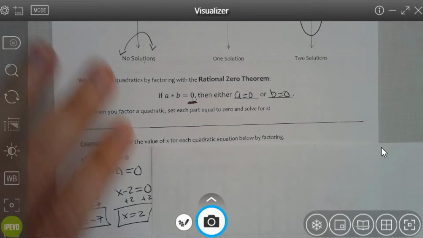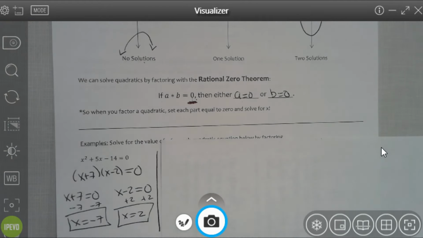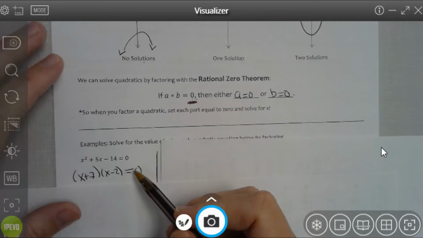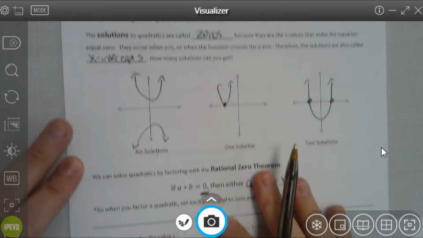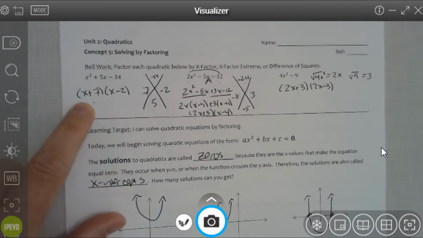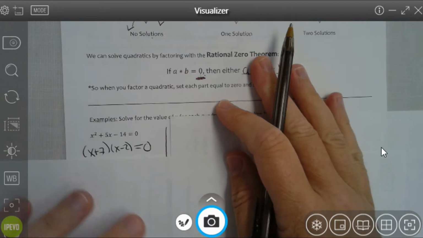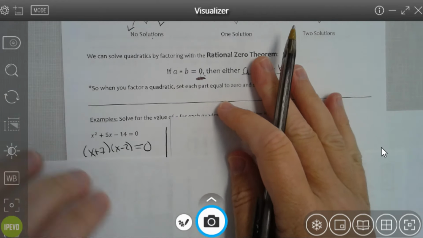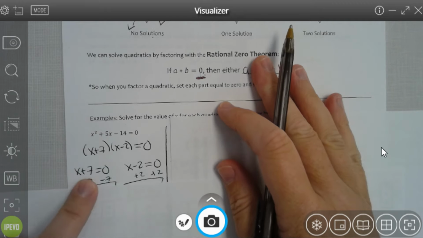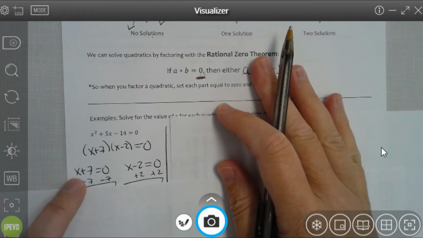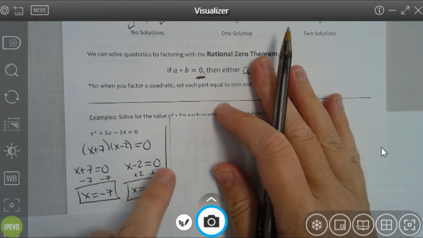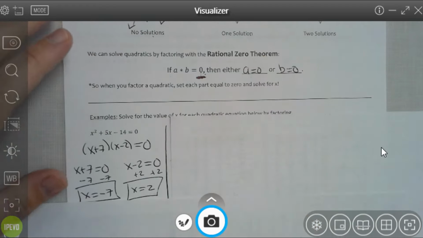For the problems from above, we use the same problems. This is the same as what the bell work was above. All I did was take the answer from above, how we found this answer. And now the extra step is I have to set each parenthesis equal to 0. So I said x plus 7 equals 0 and x minus 2 equals 0, and then I need to solve. I subtracted 7 from both sides and I added 2 to both sides.